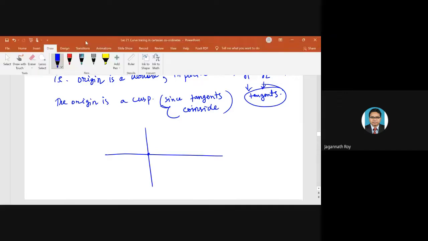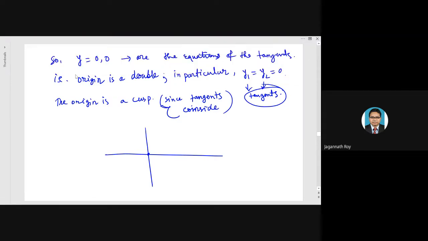Okay, so initially we have seen that a cusp will be like this. It will have a sharp peak. It will not be like this. A smooth peak or smooth valley will not be there, and this is sharp. Okay. So since this is a cusp, we'll have it of this form, and it is symmetric about the x-axis.